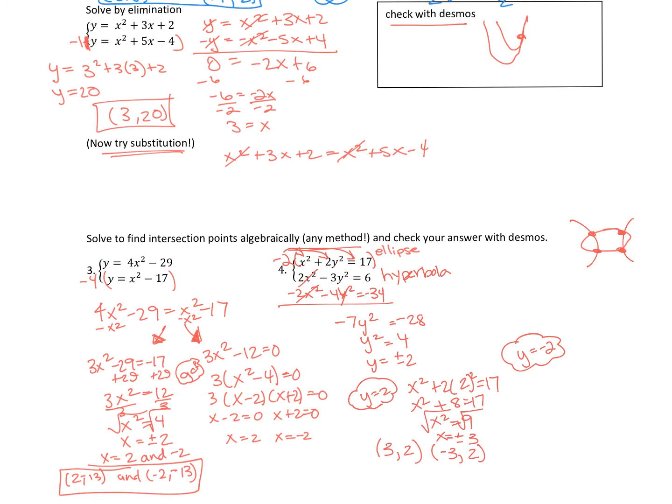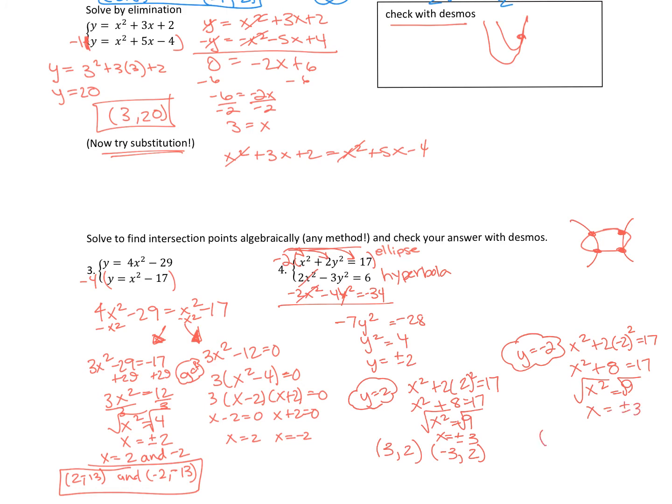When I plug in a negative 2, you'll see the math is pretty much identical. You get x squared plus 2 times negative 2 squared this time equals 17. Negative 2 squared is still a positive 4, times 2 is a positive 8, and I'm going to subtract my 8. Again, I get a 9. Again, I take the square root, and I get plus or minus 3.